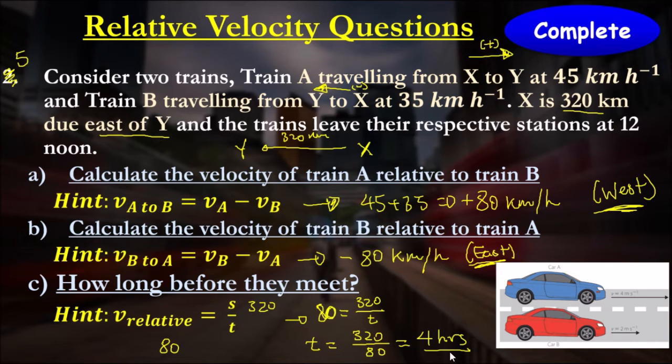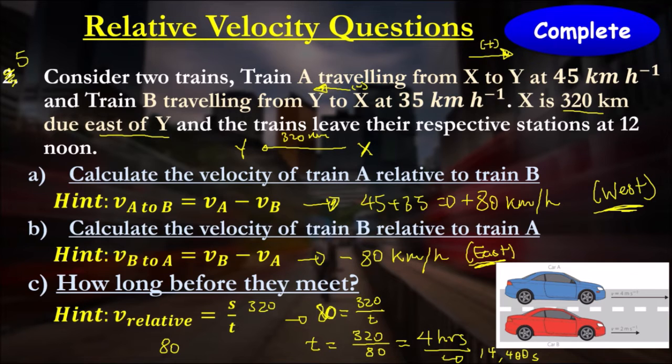Okay, if you want to be really fancy with the times here, then what you can do is multiply it by 60 minutes, multiply it by 60 seconds, which gives us 14,400 seconds passed.